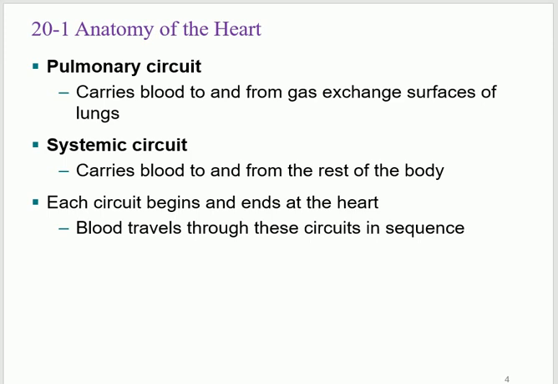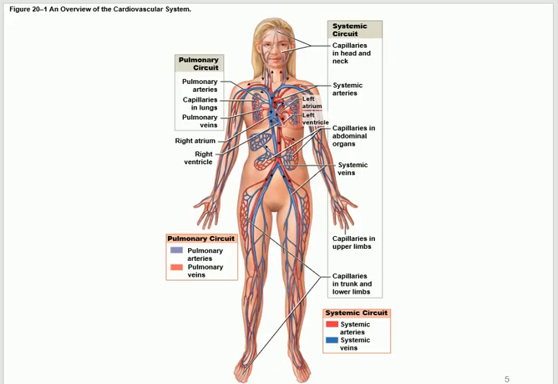Systemic circuit, on the other hand, blood leave the heart, go to every part of the body, not the lung, everything else, and then come back. We call that the systemic circuit. We have a model like this in the lab, if you guys remember. You might see it in the lab with a couple of questions only, but this is something that we need to know.